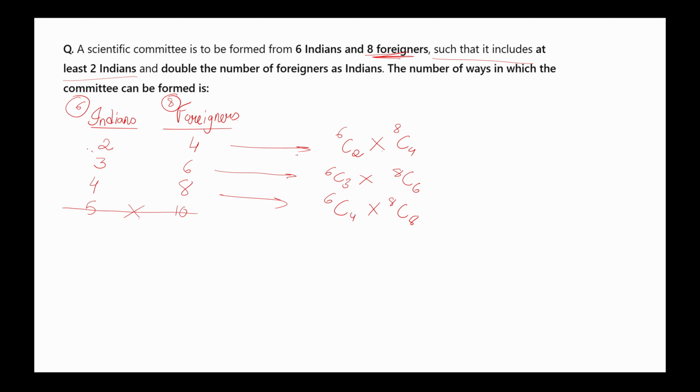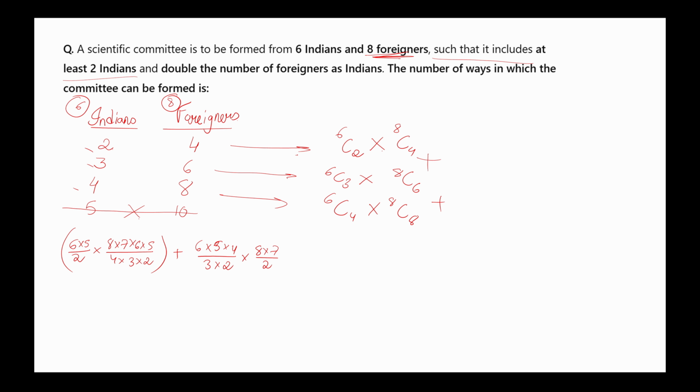Now since these were the cases that were possible, that means either this or this or this. So again, I would have to add all these up. Now let's simply add these sections. What do we get as our answer? Upon adding, we would have 6 into 5 by 2 into 8 into 7 into 6 into 5 by 4 into 3 into 2 plus 6 into 5 into 4 divided by 3 into 2 into 8 into 7 by 2.